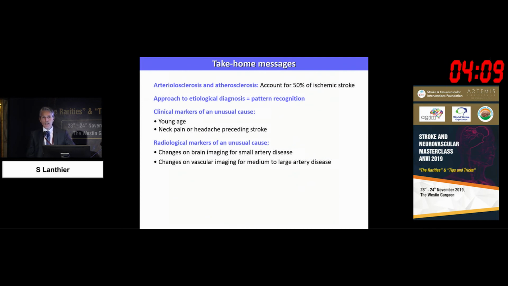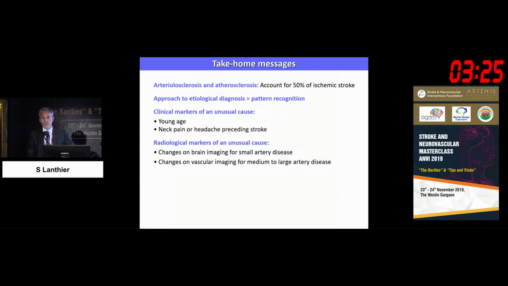So the take-home messages of this lecture are the following. 3 main causes. I did not discuss AFib, but it will be discussed after this presentation. But AFib, arteriosclerosis, and atherosclerosis account for 75% of strokes. So I have these in mind, but when the clinical picture or the investigation results are inconsistent with these causes, then I open my book of differential diagnosis and I try to find the explanation by additional tests. And the second take-home message, the approach to etiological diagnosis is pattern recognition. This is actually the case for any discipline of medicine.